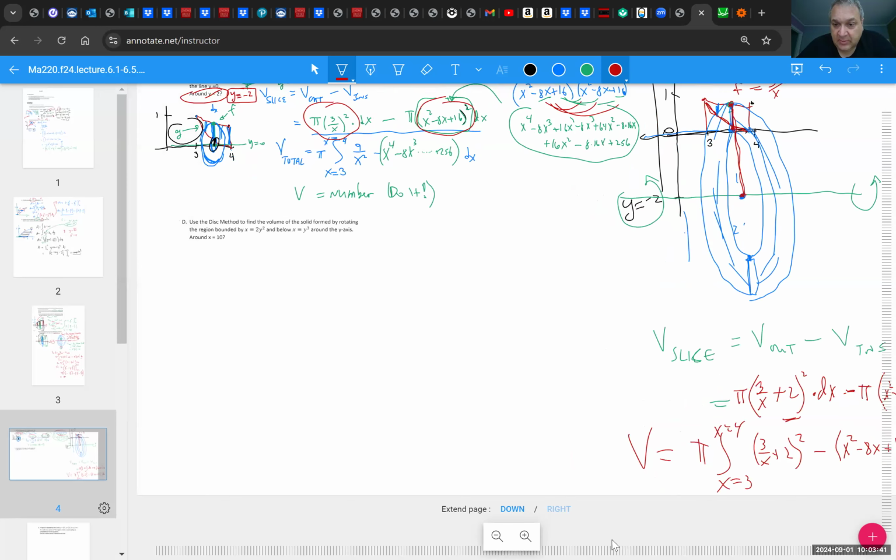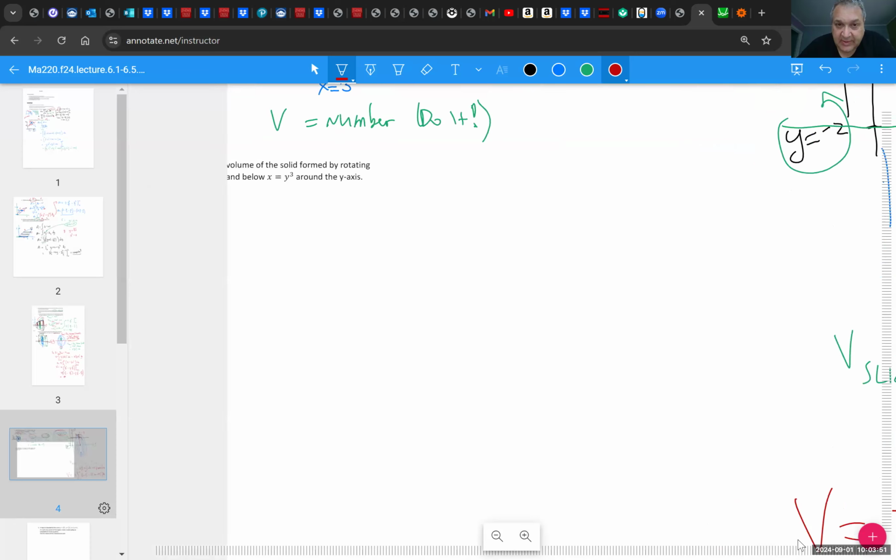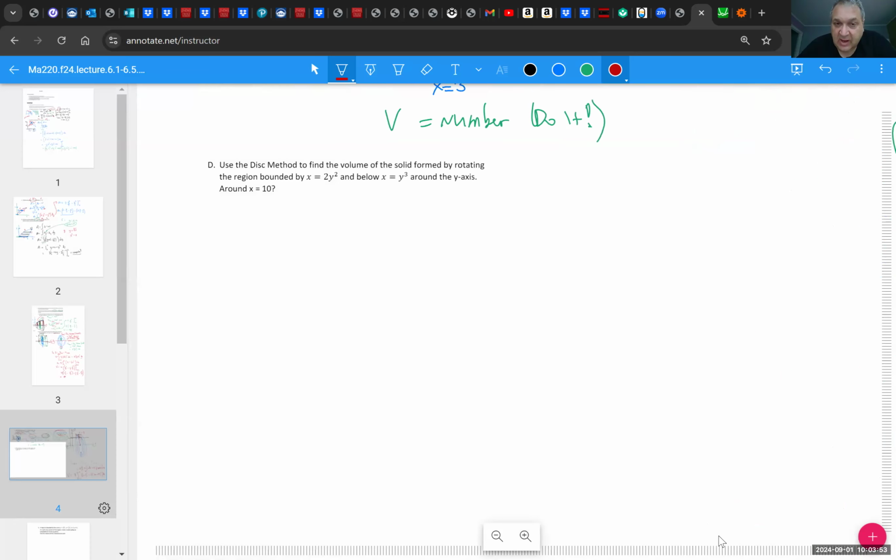Okay, so we're going to do another problem. This time we're going to slice it the other way. I've made it obvious by putting things in terms of x's, but really that's not the determining factor. The determining factor is your rectangle has to be perpendicular to the axis of revolution. So let me show you why that's going to be the case for this problem right here.